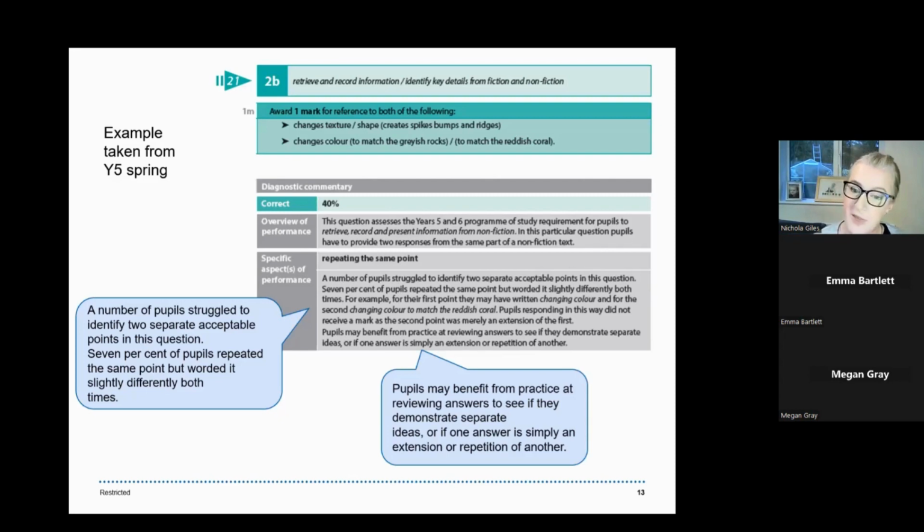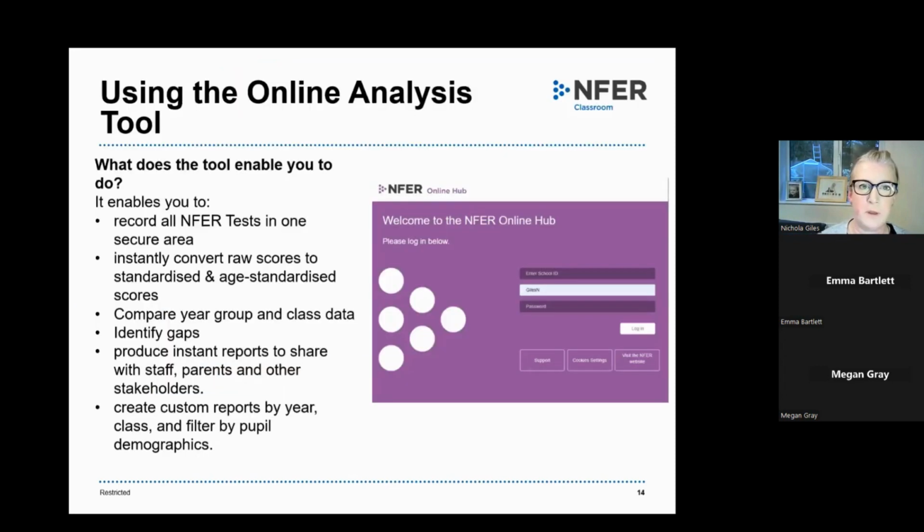So the more exposure they have to doing that, the much stronger they're going to be. This is all in those teacher guides for the spring term. So using that online analysis tool, this is where you've got your teacher guides now and you've got that information in there. You're going to record all of your tests in one area. It can instantly convert that raw score to a standardised and an age standardised score.